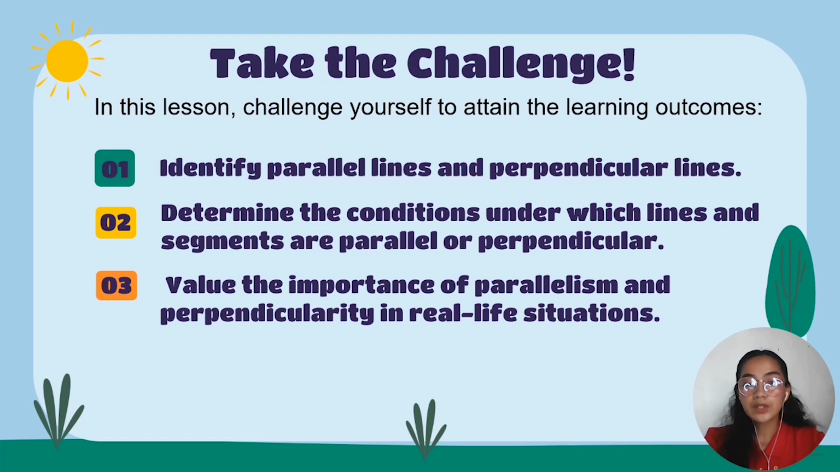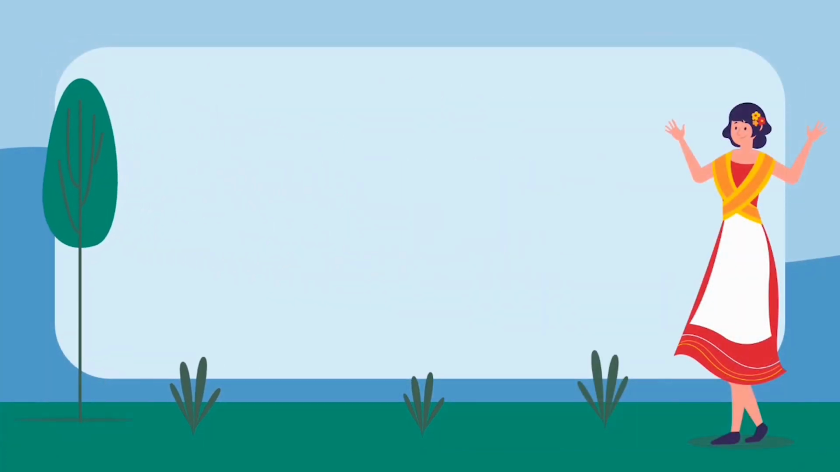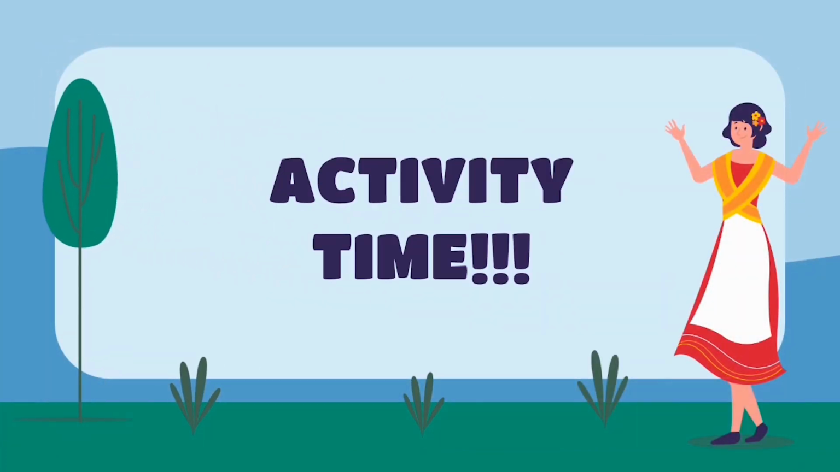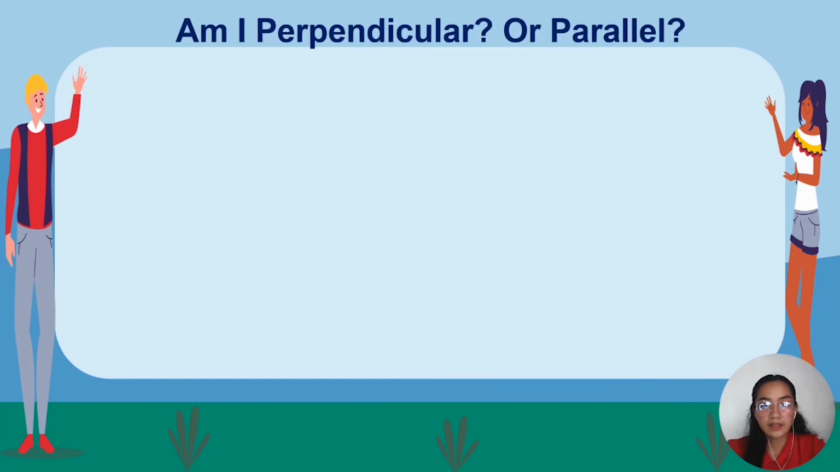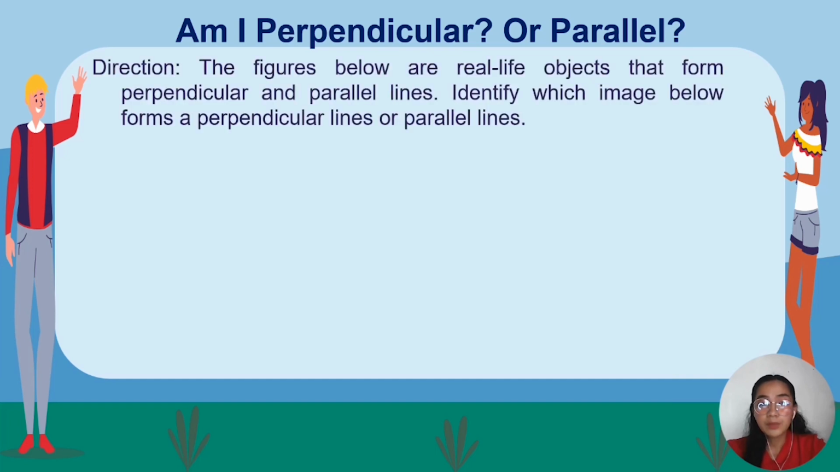Since you already know the learning outcomes of this lesson, we are going to start our discussion by having an activity. The activity is entitled, Am I perpendicular or parallel? The figures below are real-life objects that form perpendicular and parallel lines. You are going to identify which image below forms perpendicular lines or parallel lines. Do you understand the direction of this activity? If yes, then let's get started.